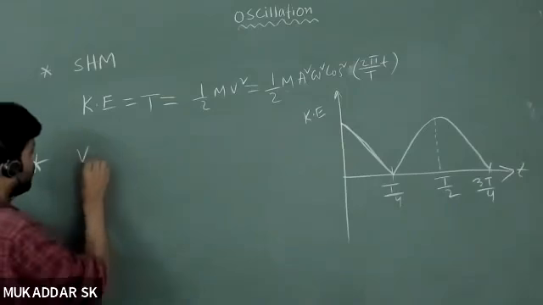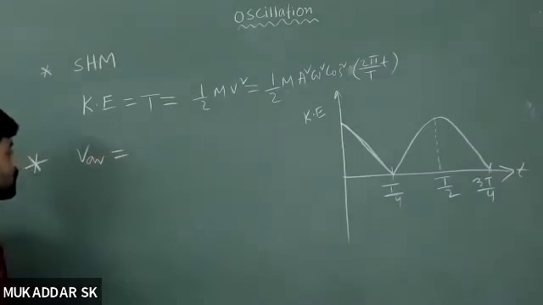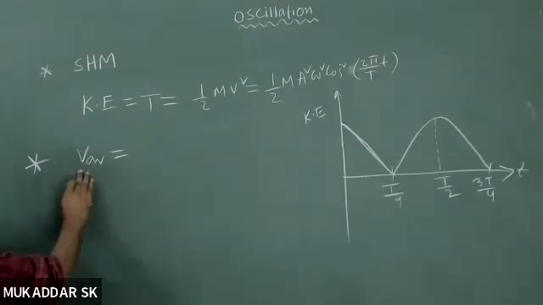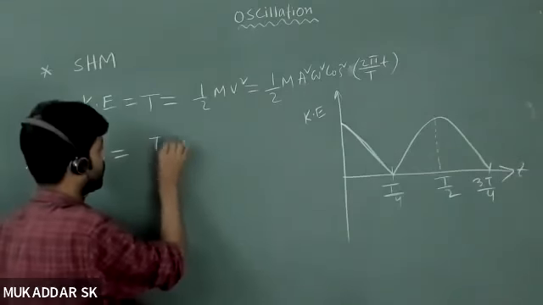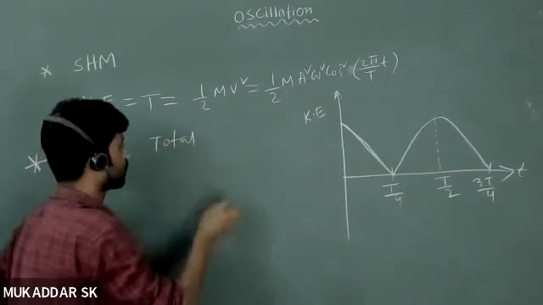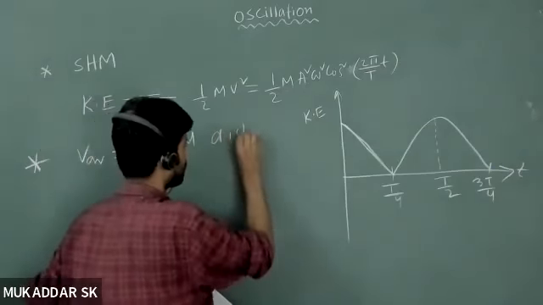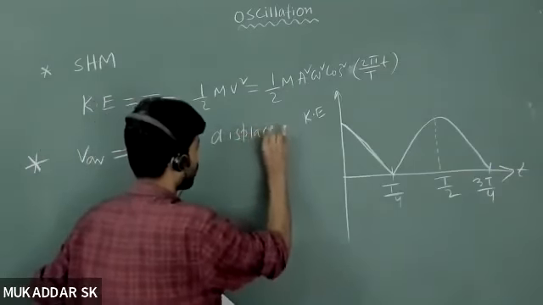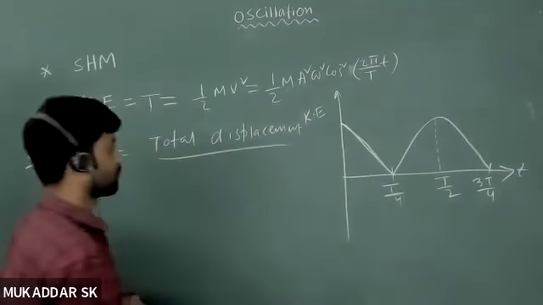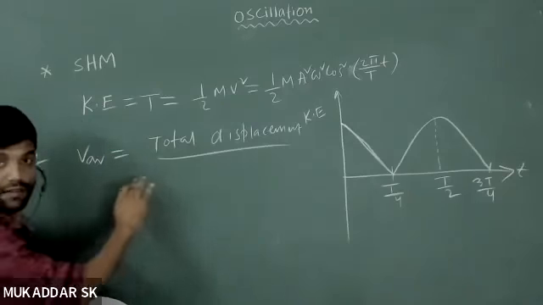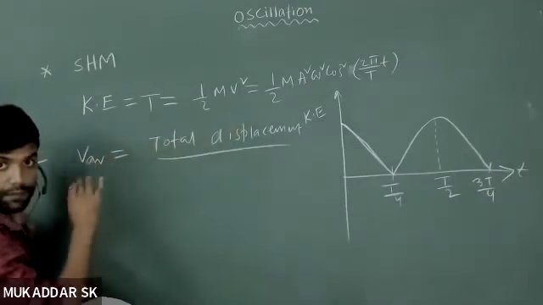So average speed, let us assume V average. What is the definition? Average velocity will be nothing but total displacement divided by time. So what did you do? How much time does one complete cycle take? Capital T, right?